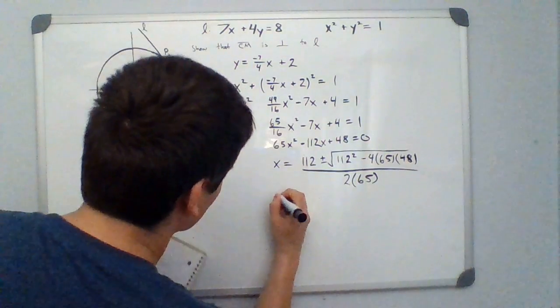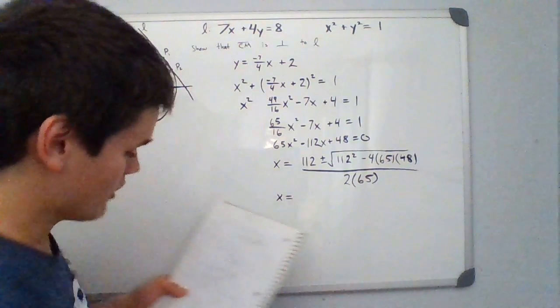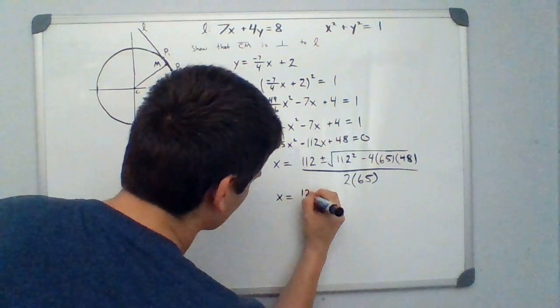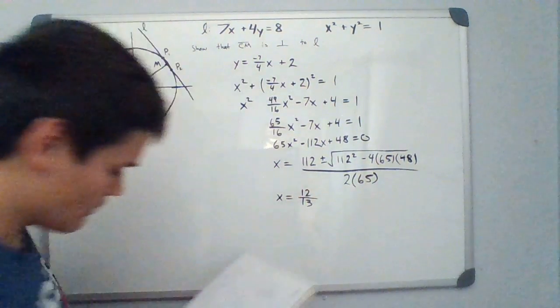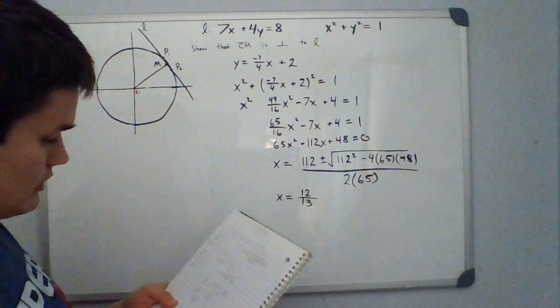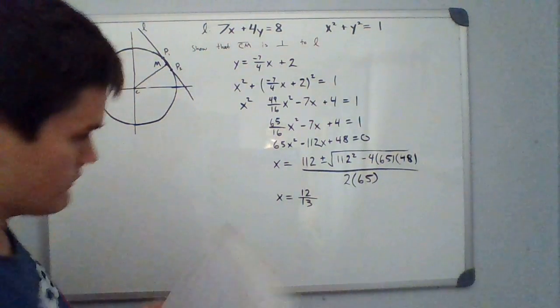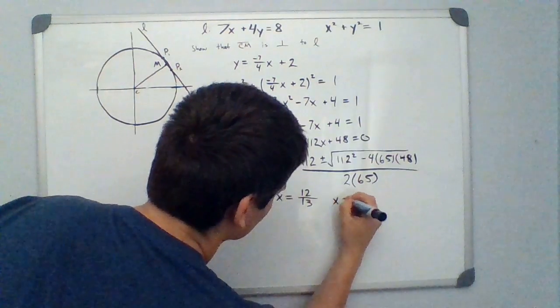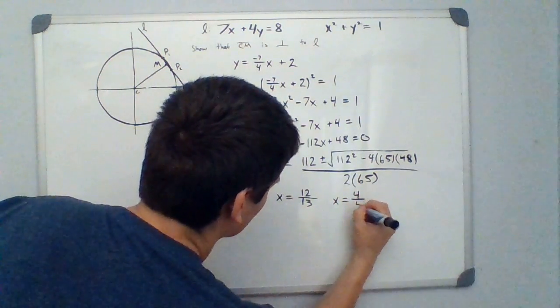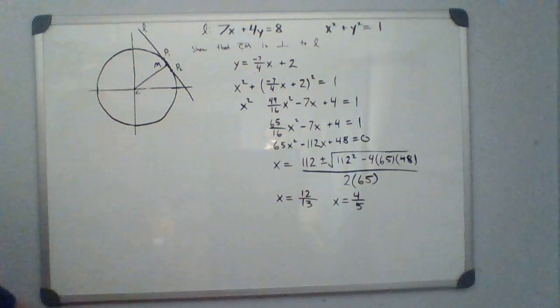So this all boils down to x. The two cases are x is equal to 12/13, and where did I write that other value? x is equal to 4/5. All right, perfect.